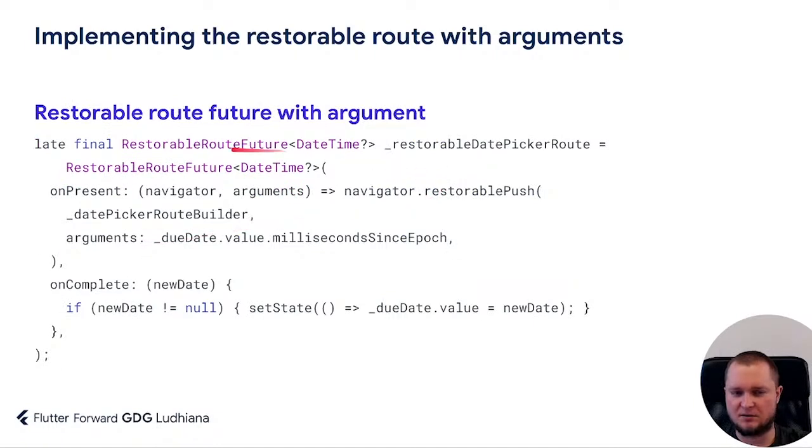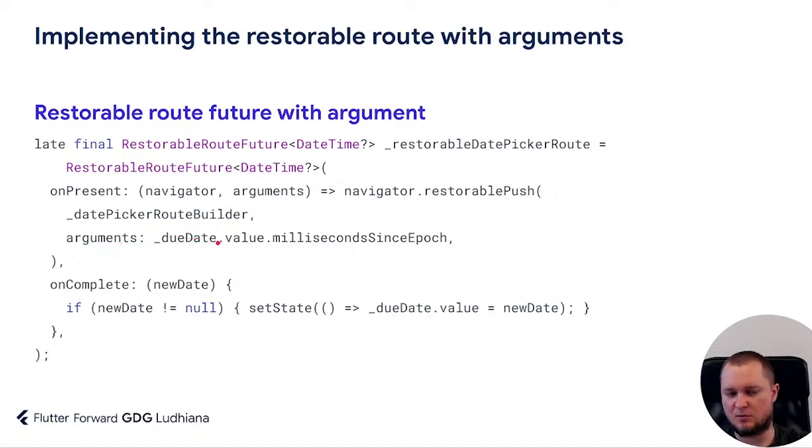And how to do that? We also have to use the restorable route feature. The type here is DateTime, not Item, because the date picker refers only to DateTime. We also have the onPresent and onComplete methods. onComplete is analogous. So if item is not null, we have to react somehow. Here we just update the new due date. And there is a route builder, which we'll cover on the next slide.